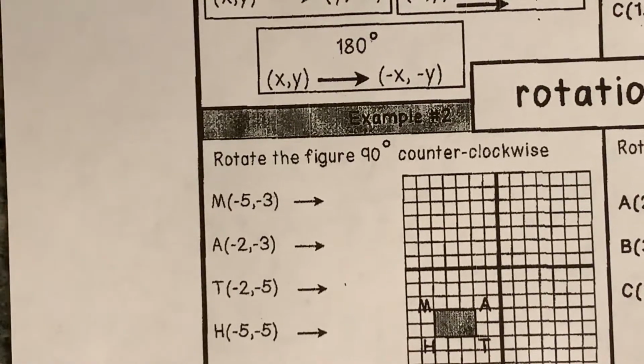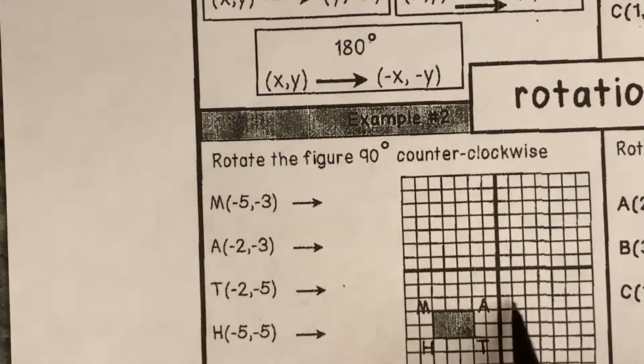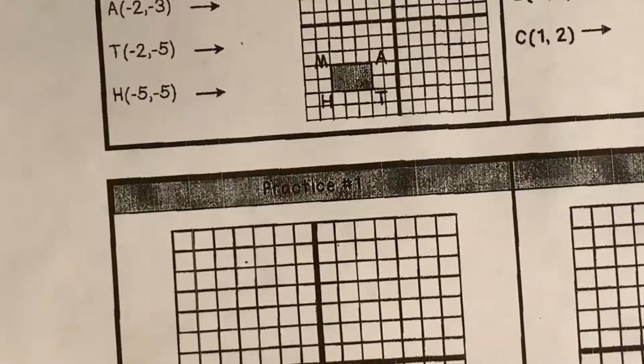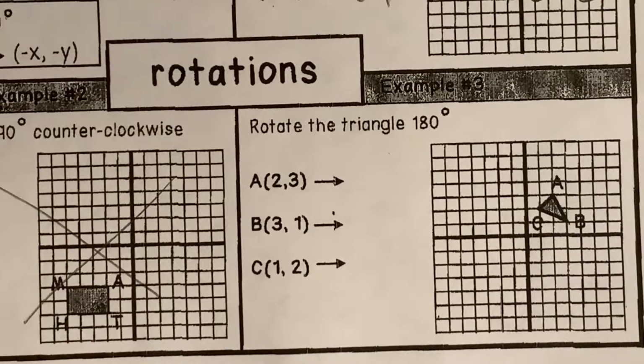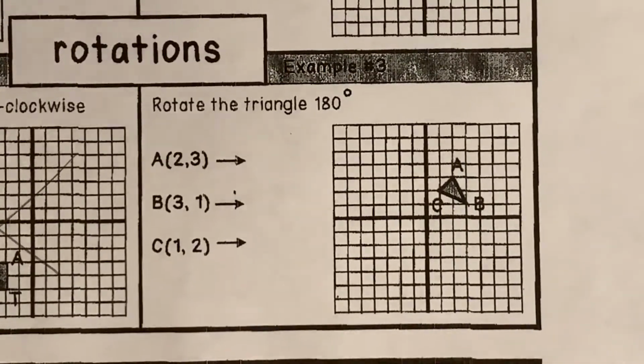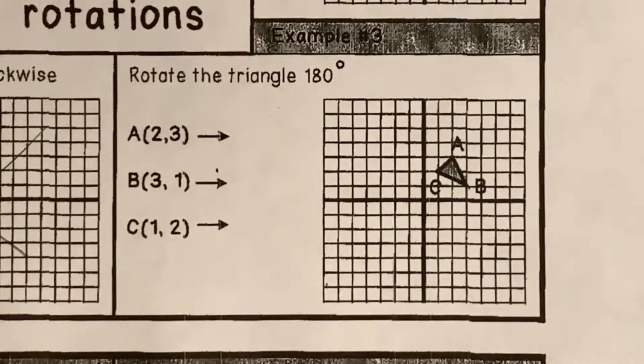90 degrees counterclockwise. I think we're going to skip this one because we're going to do this one down here, which is the same type of shape. So let's skip that one. Let's do the 180, and then we'll do another 180 again after. All right, let's see if I can get that in there. There we go. Nice and big.